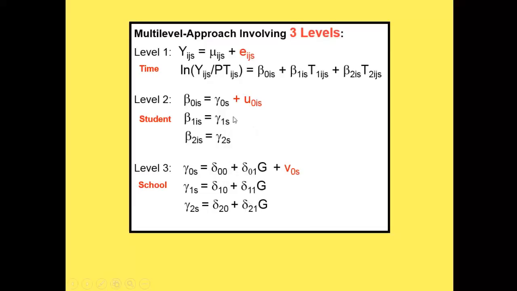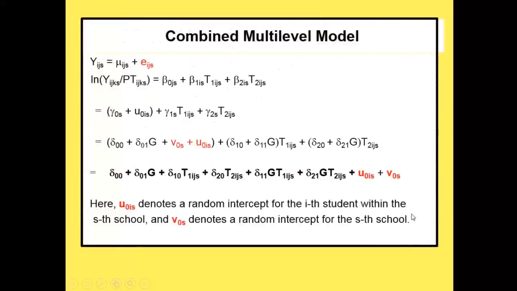The different parameters at each of these different levels. So what happens when I do this? Combine everything together. I start off with this model, and then I replace beta 0JS with what happens at the second level. This is the first level. I replace what happens at the second level, and then I replace what happens at the third level, and this is what I wind up getting.